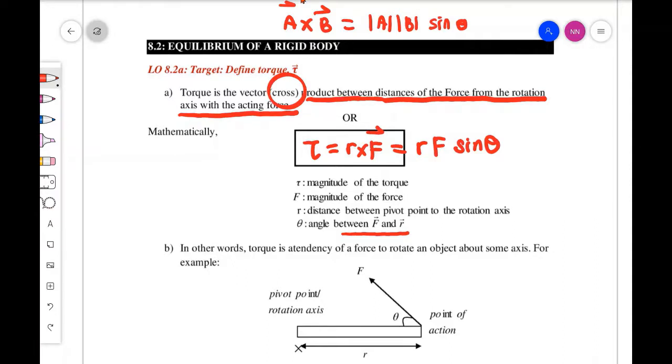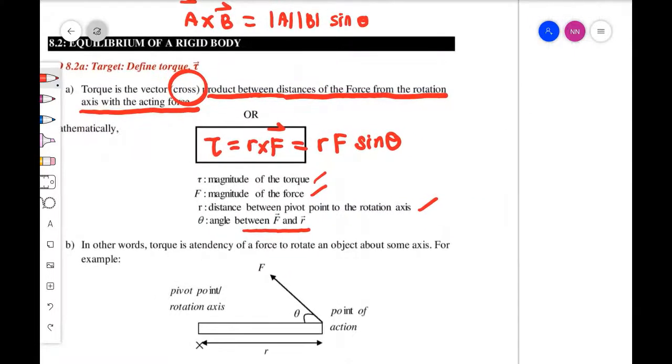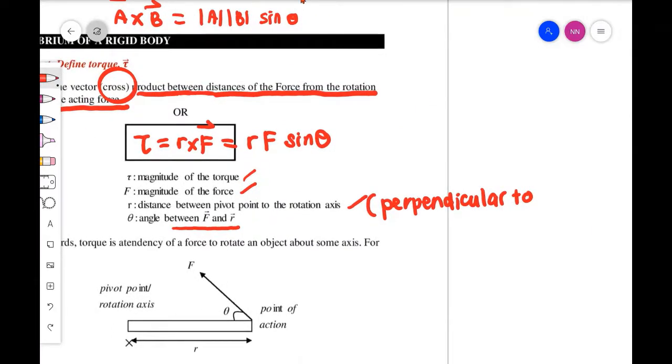Okay, yang macam T ni adalah simbol untuk torque. F adalah magnitude of the force. R adalah distance between pivot point to the rotation axis. Okay, so dalam formula ni, R ni mestilah perpendicular to F. Okay, distance R ni mesti perpendicular kepada F.